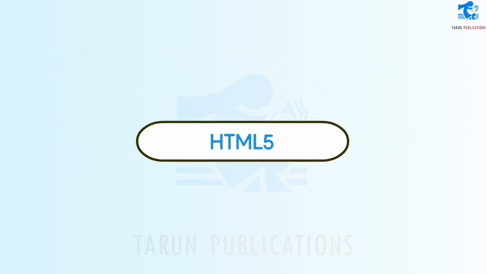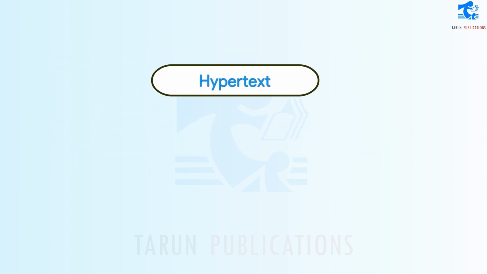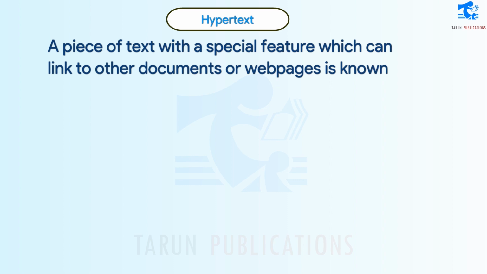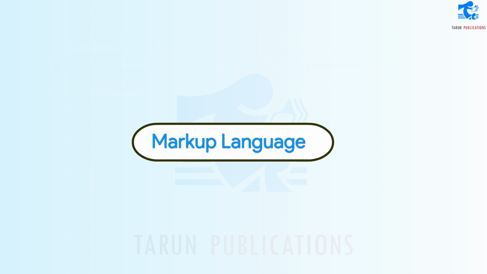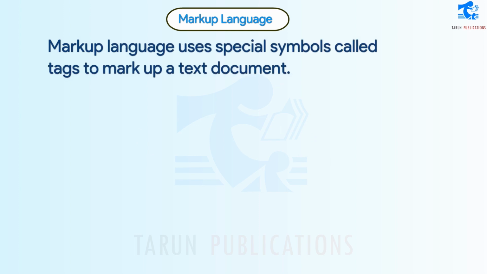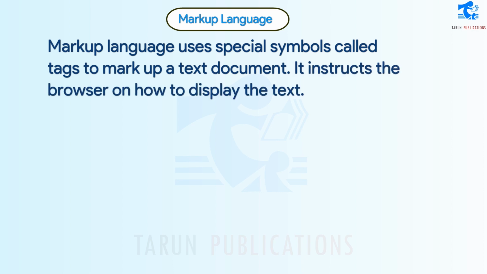HTML5. Hypertext: a piece of text with a special feature which can link to other documents or web pages is known as hypertext. Markup language: a markup language uses special symbols called tags to mark up a text document. It instructs the browser on how to display the text.